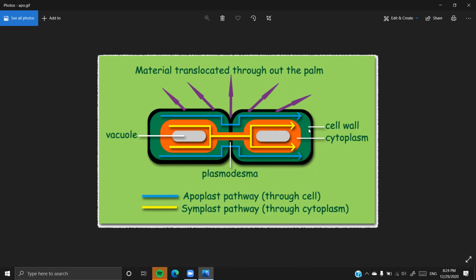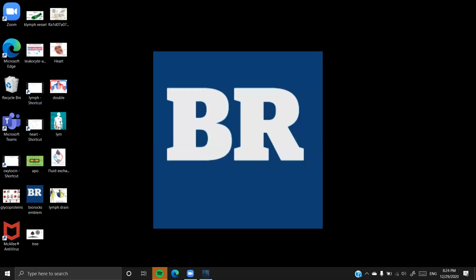Or if the water molecules move through the spaces or the cell wall, if it is going to move across all the cells through the cell wall, then we should call that as what? That as apoplast. So there are two mechanisms by which the water can move. Either it can move through the cytoplasm, or it can move through the spaces or the cell wall. So this is the way the water is going to get transported.